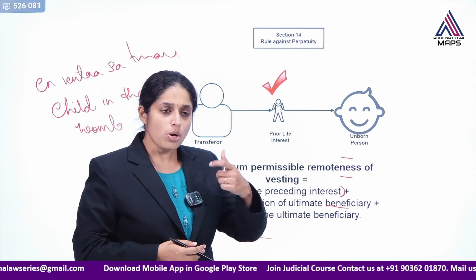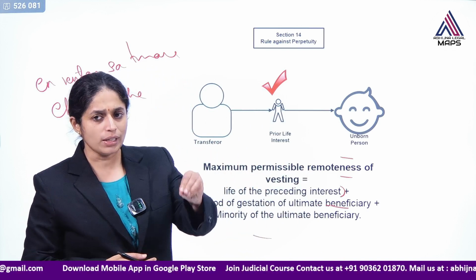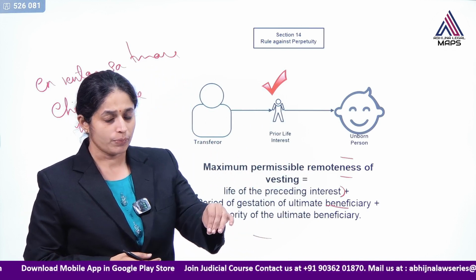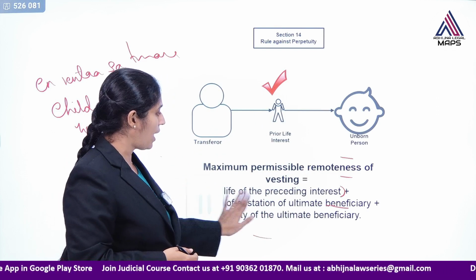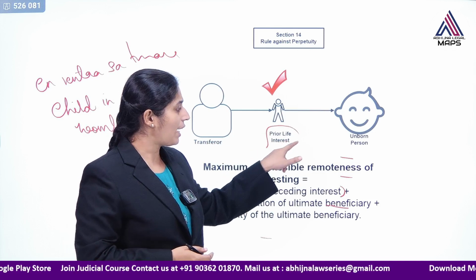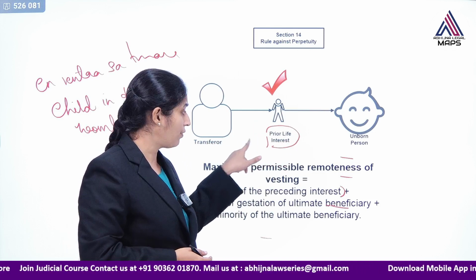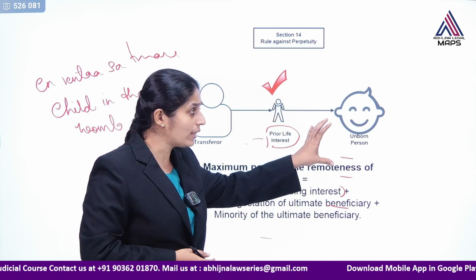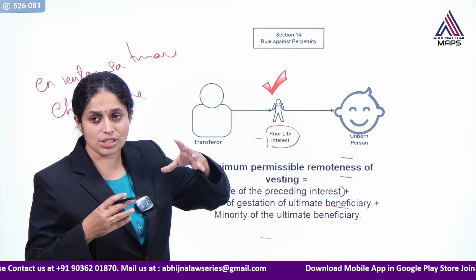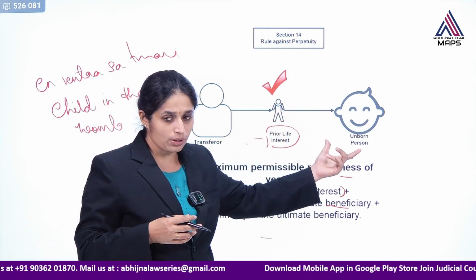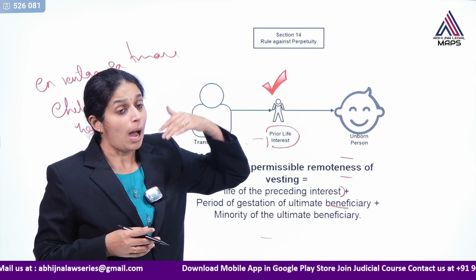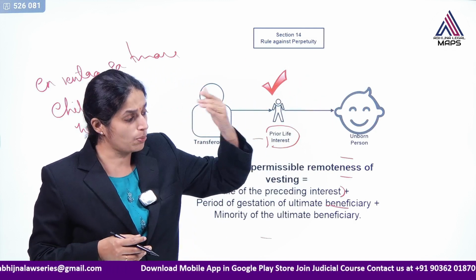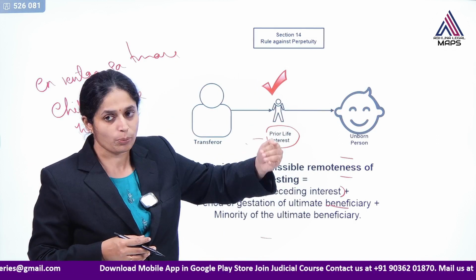You can postpone the vesting of the property to a certain limited amount of time, which can be calculated by this. So, what is the formula for that? All prior life interests, whoever is there, their life is calculated, along with, if any child is in gestation, even that time is calculated, plus its minority. Till the age it becomes major, up to that time you can postpone the vesting of the property.